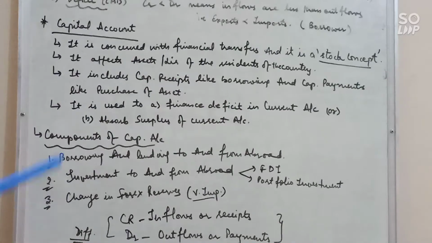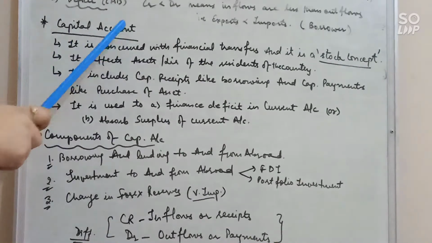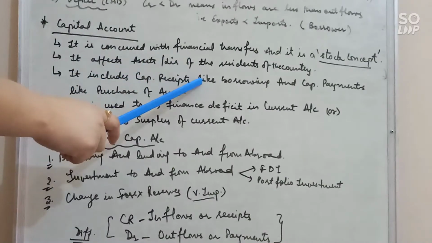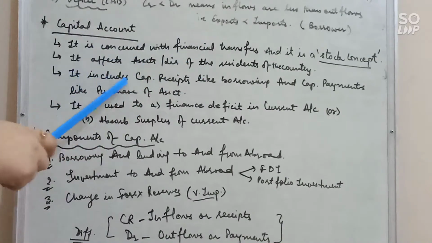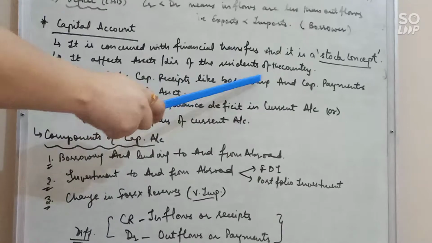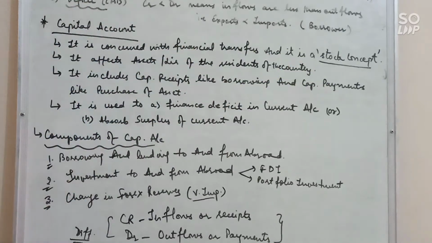Next is capital account. This account is concerned with the financial transfers and records all the transactions between residents of the country and the rest of the world which cause change in the assets and liabilities of the country or its government. So it is a stock concept and it affects assets and liabilities of the residents of the country or the government. It includes capital receipts like borrowing and capital payments like purchase of assets.